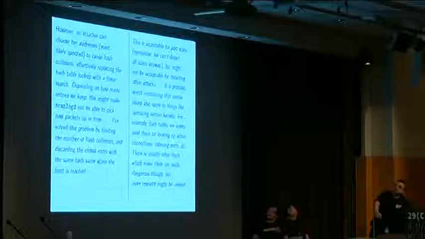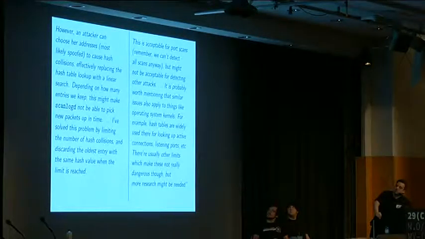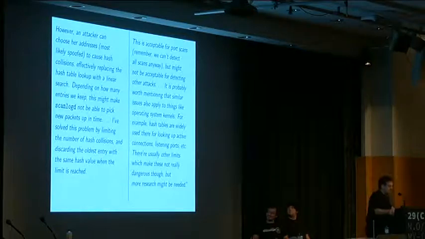"This is acceptable for port scans, this limiting the number of hash collisions. Remember, we can't detect all scans anyway, but might not be acceptable for detecting other attacks. It's probably worth mentioning that similar issues also apply to things like operating system kernels. For example, hash tables are widely used there for looking up active connections, listening ports, etc. There are usually other limits which make these not really dangerous, but more research might be needed." Kind of prophetic. So, all right, let's rewind just a little bit more.